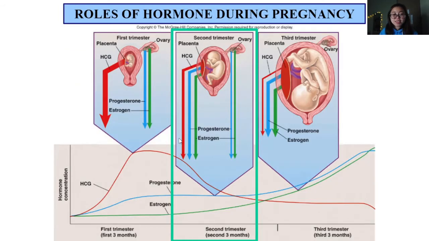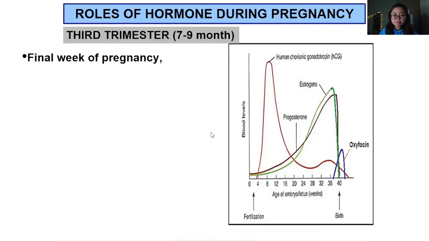So that's what happens here in the second trimester. HCG levels will decrease, the corpus luteum would disintegrate, and progesterone and estrogen will be mainly produced by the placenta. Moving on to the third trimester, which is from the 7th to the 9th month.